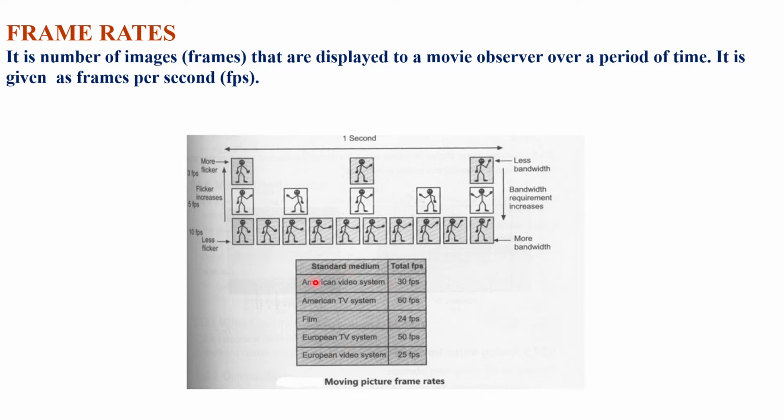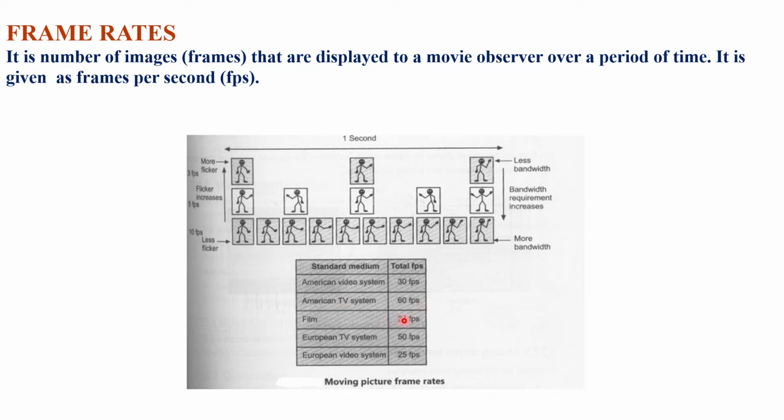Now this is nothing but different video systems which use a different number of frames. So the American video system uses 30 frames per second. The American TV system uses 60 fields per second, or frames per second, you can say it that way also, because the 30 frames are divided. Here in the television system we are using interlace scanning, so 30 frames are divided into odd field and even field. So 30 into 2 becomes 60 fields per second.